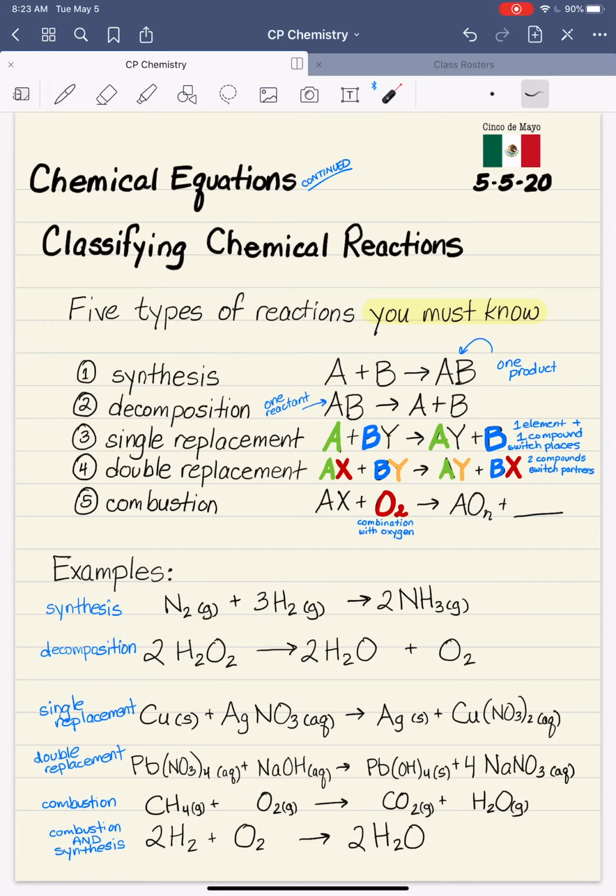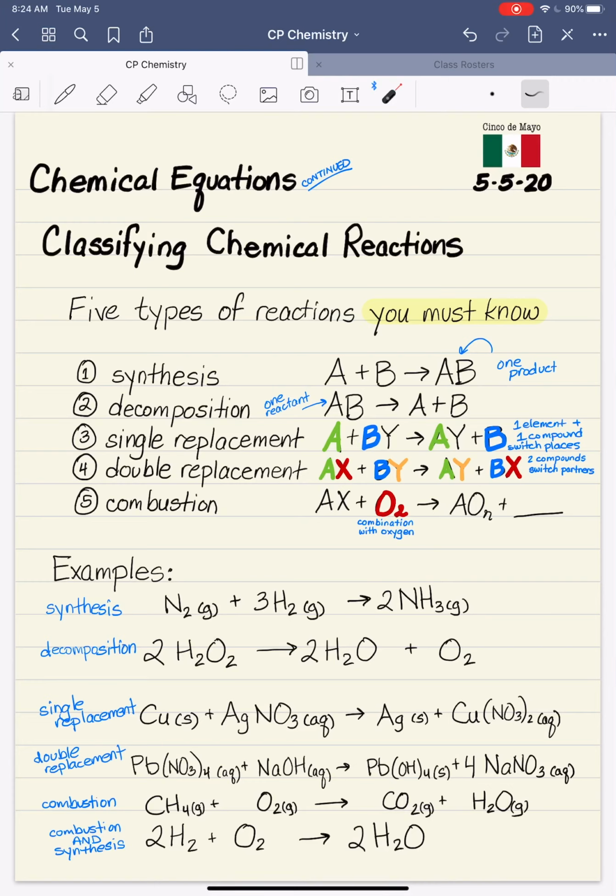The first of these is synthesis. Synthesis is a word that means making something from less complicated parts. And that's what our reaction is. We have any number of reactants, more than one, but we only have one product. That is a synthesis reaction. The example being A plus B gives AB.